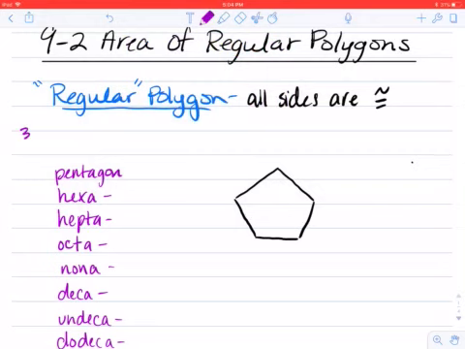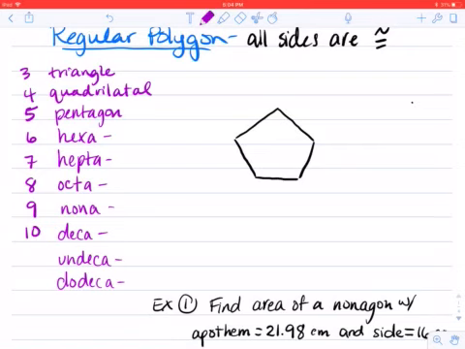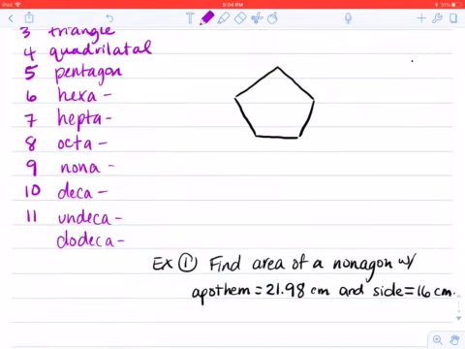Obviously, you start with 3 sides is a triangle, 4 sides is a quadrilateral. And if you know all these, you don't have to write them down, but I'm listing them here in case you don't know them. 5 sides is called a pentagon, 6 sides is called a hexagon, 7 is called a heptagon. That one's kind of unique. Octagon is 8 sides, 9 is nonagon, 10 is decagon, 11 is undecagon, 12 is dodecagon. And that's pretty much all you need to know.